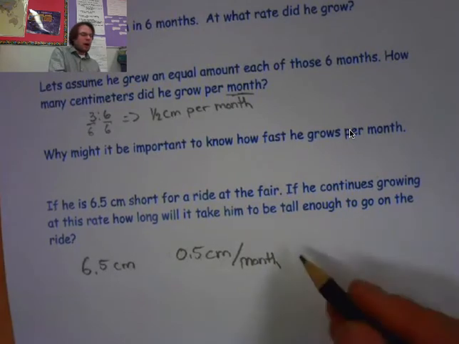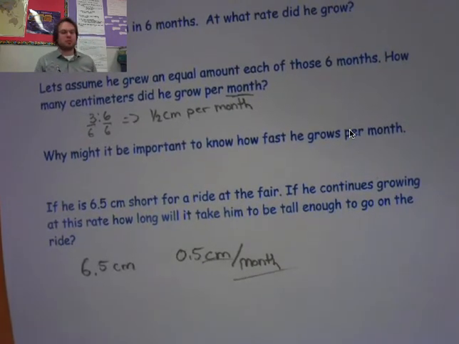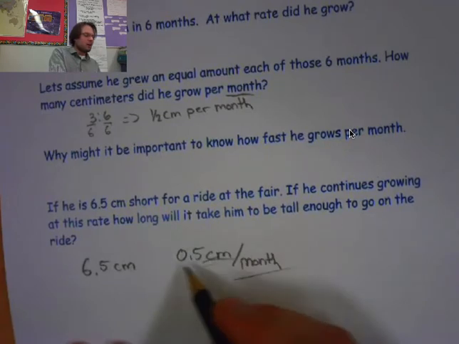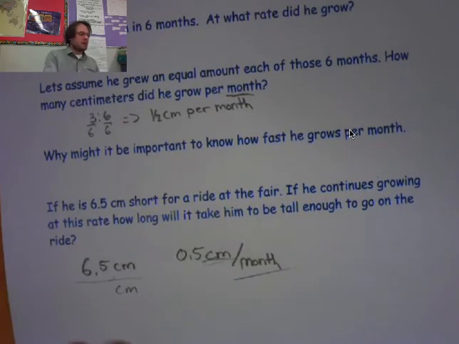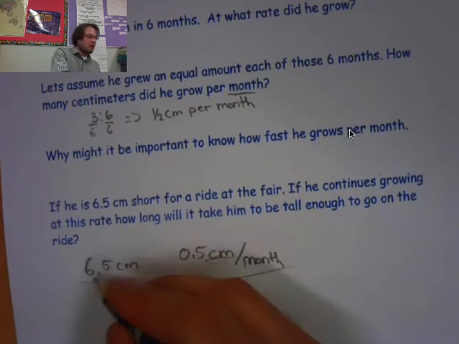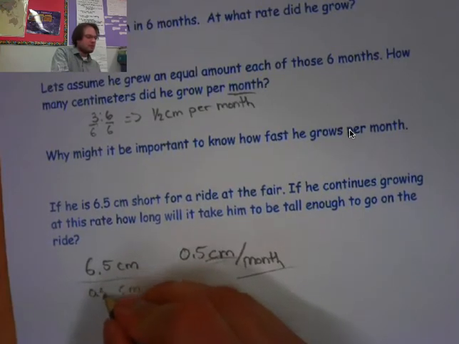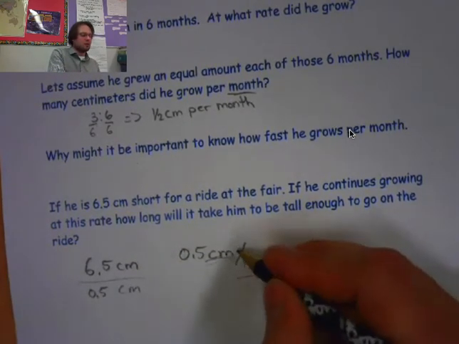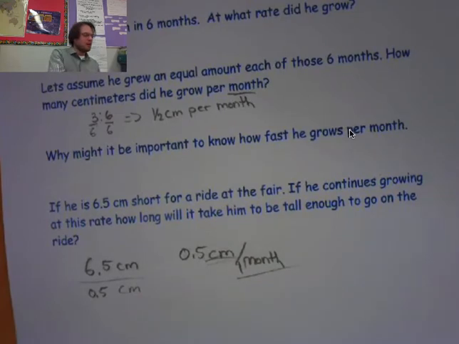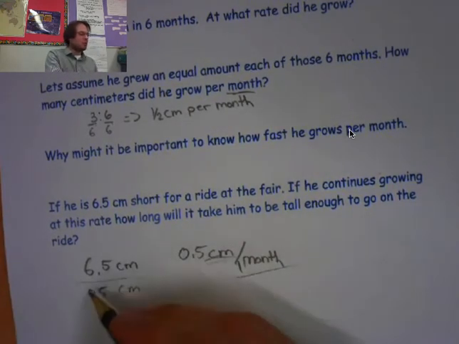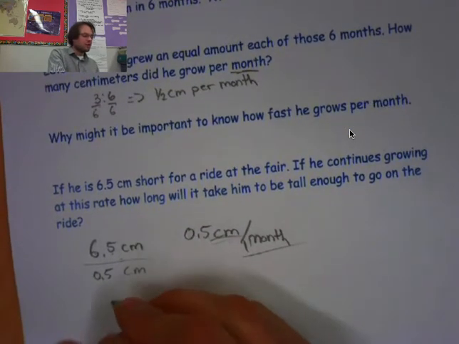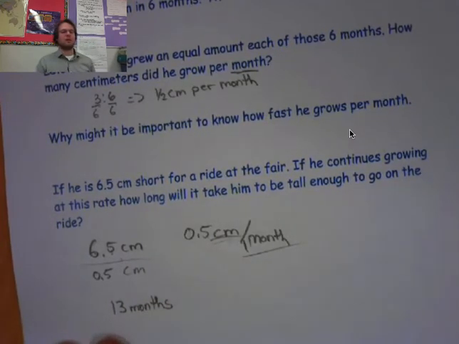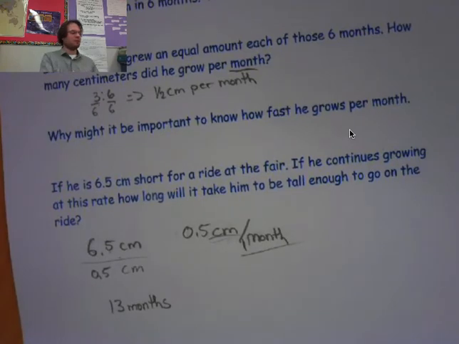Now we want to know how many months it will be, and we don't need to grow 6.5 centimeters. So to do this, we kind of want to go centimeters divided by centimeters. So we have 0.5 centimeters per, and because this is really per 1 month, right? So we go 6.5 divided by 0.5. That's going to give me a total of 13 months. All right? And that is how we solve that one.